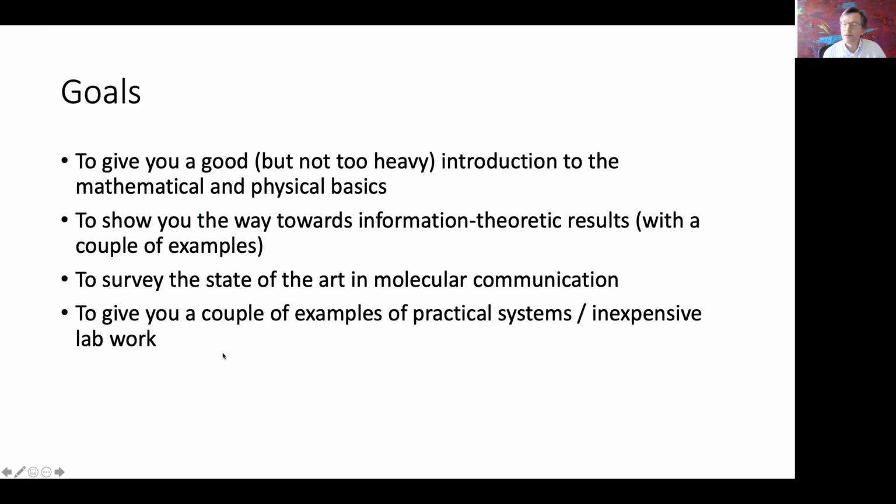So what are the goals of this course? I have the following 4 goals. So there is an outline found on the course webpage that states the basic things that we're going to learn. But my goals for this course are to give you a good, but not too heavy introduction to the mathematical and physical basics, to show you the way towards information theoretic results with a couple of examples, to survey the state of the art in molecular communication, and to give you a couple of examples of practical systems and inexpensive lab work.